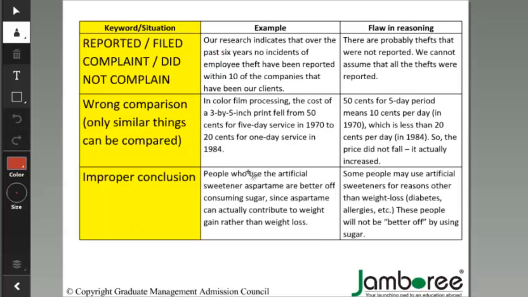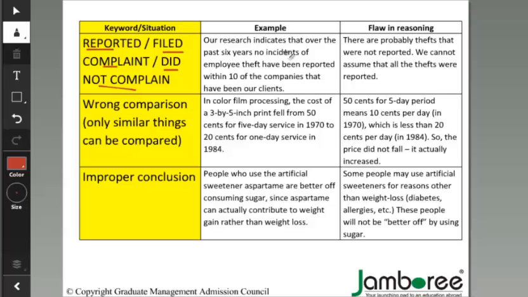So now again, please keep this in mind. These are some key words. For instance, in the argument, whenever you see these words, reported, filed complaint, did not complain, this is an indicator that there is an error. You can always attack it by saying that just because something is reported does not mean that things that are not reported did not happen, right?